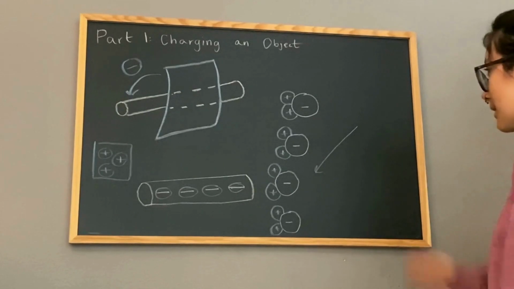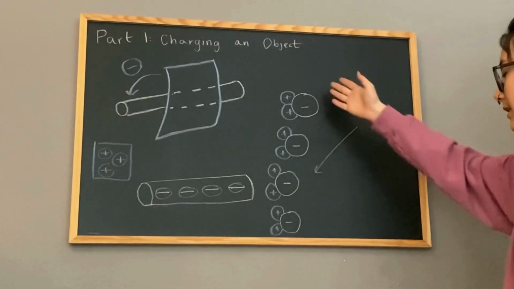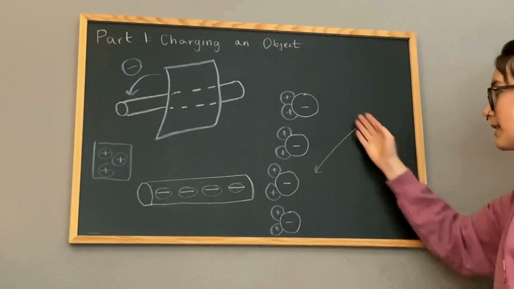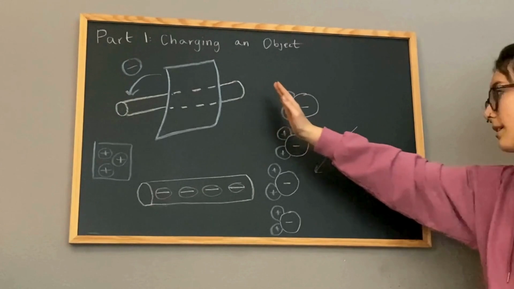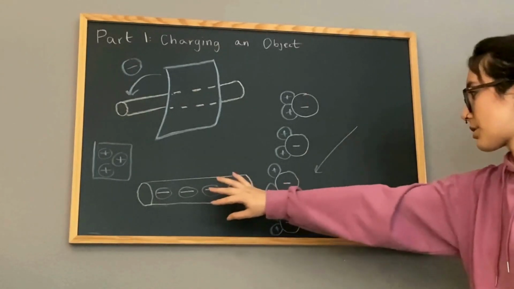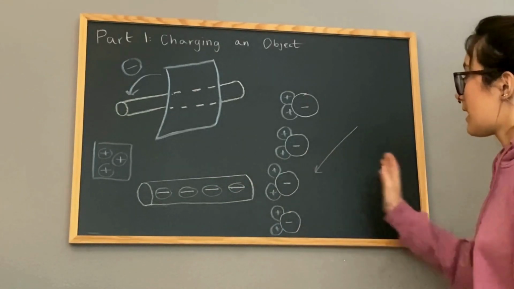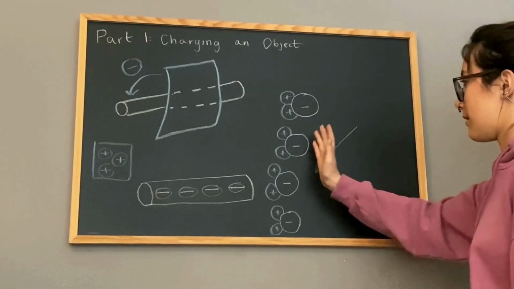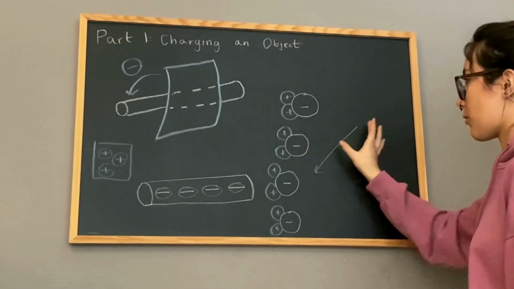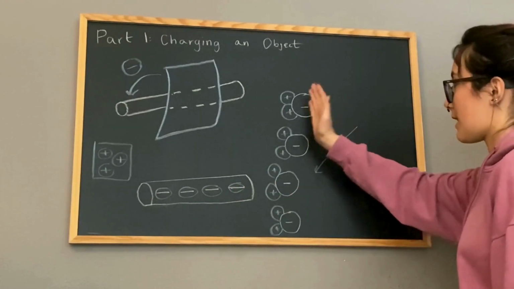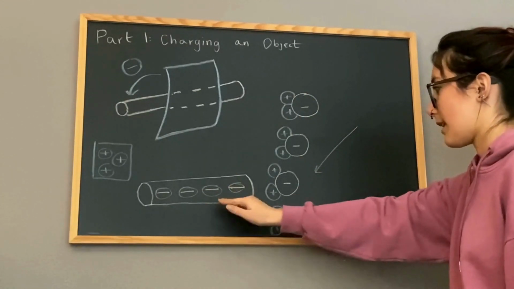And then when I bring it over to a stream of water drawn here, the water molecules are polar, which means that there's a negative end and a positive end of their charges. So when a negative charged object comes near the stream, the water molecules will align themselves so that the negative is repelled, facing as far away as possible from the negative charge over here, and the positive side will be facing that negative charge.